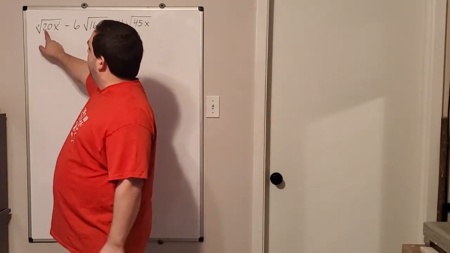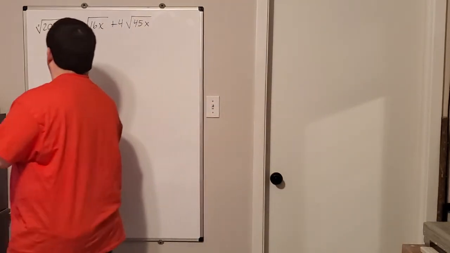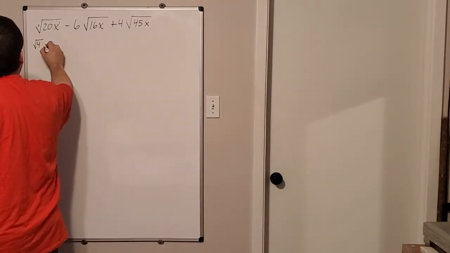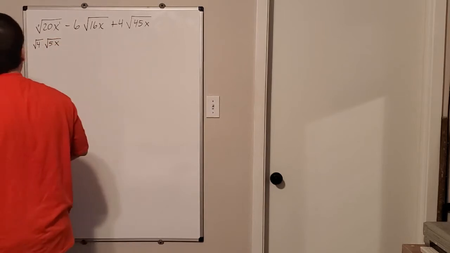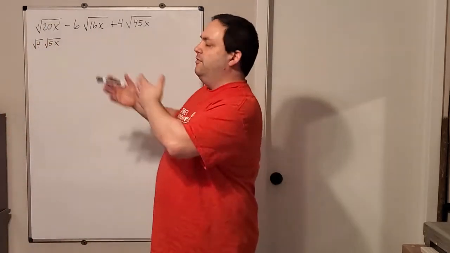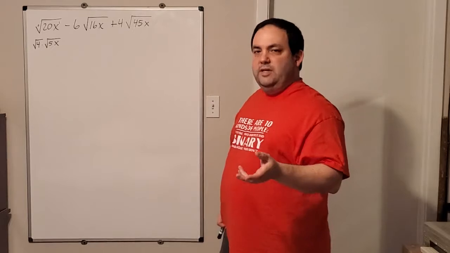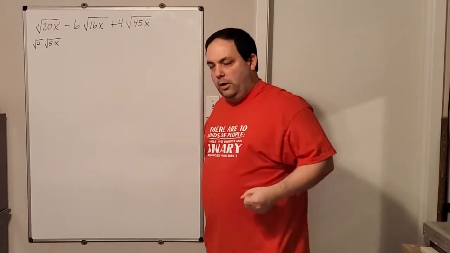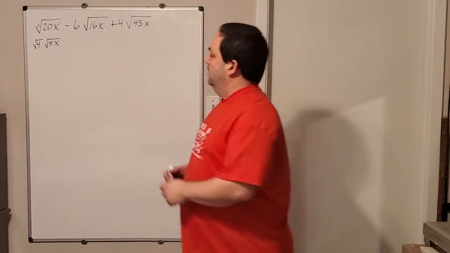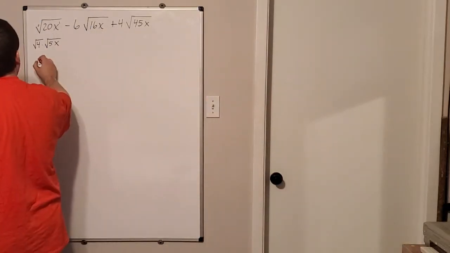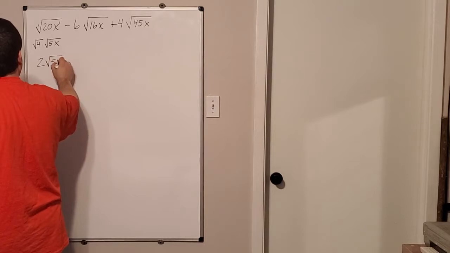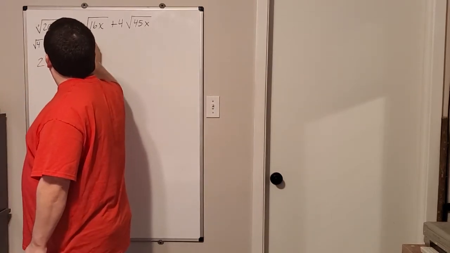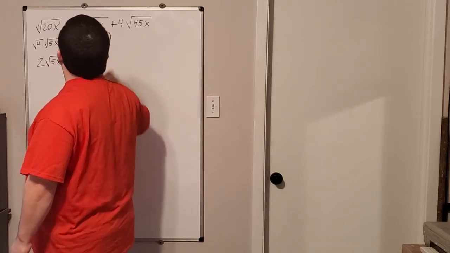But 20, I can split that one. I'm going to turn this into square root of 4 times the square root of 5x. And you could do square root of 5 and square root of x separately, but I didn't see the purpose here, because 5 and x are both left over after the square rooting process. So I'm going to end up with 2 square root of 5x. Minus 6 times here.